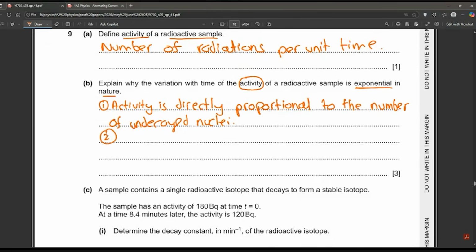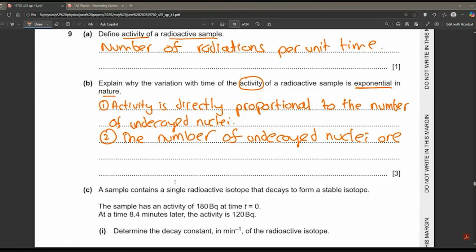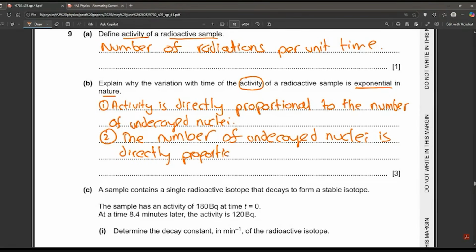Then you will say the number of undecayed nuclei is directly proportional to the rate of change of undecayed nuclei. इंग्लिश का इतना फर्क नहीं पड़ता. The number of undecayed nuclei is directly proportional to the rate of change of undecayed nuclei.